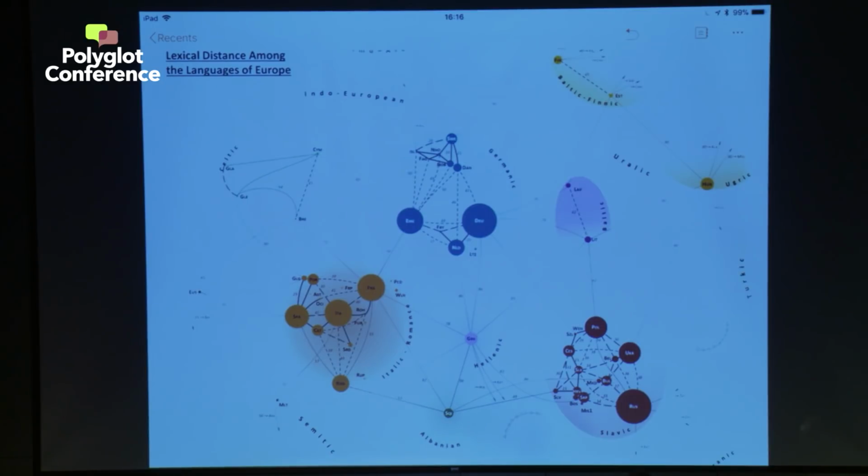You can draw a new picture. You can see if you're a native speaker of one of these languages, what your new story is going to be. Maybe what language you should be learning next.